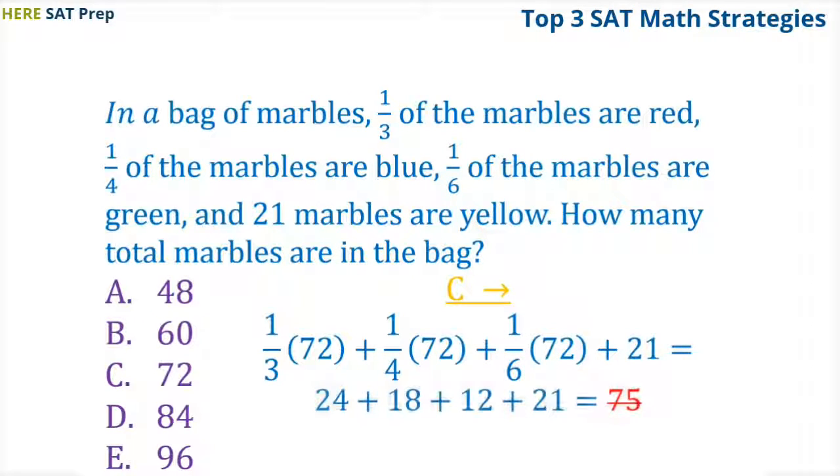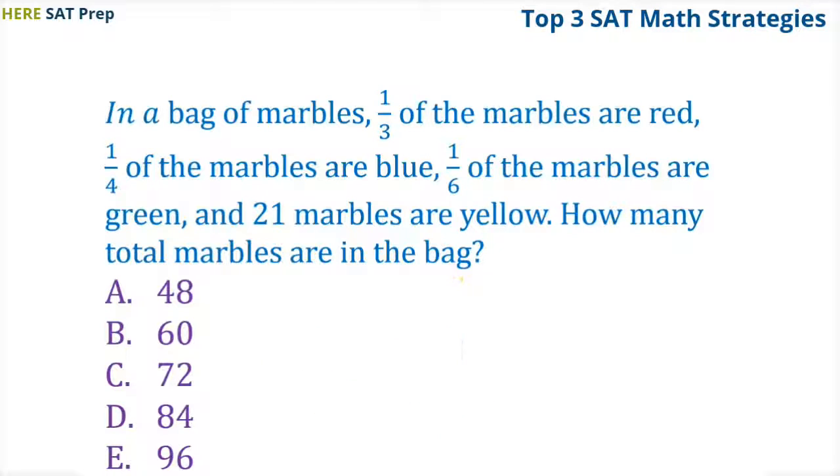If there are 72 marbles in the bag, then 1/3 or 24 are red, 1/4 or 18 are blue, 1/6 or 12 are green, and 21 are yellow. This adds up to 75 marbles, which is higher than 72, so we know that 72 is too small, which means we should try D or E for our next answer choice to use.